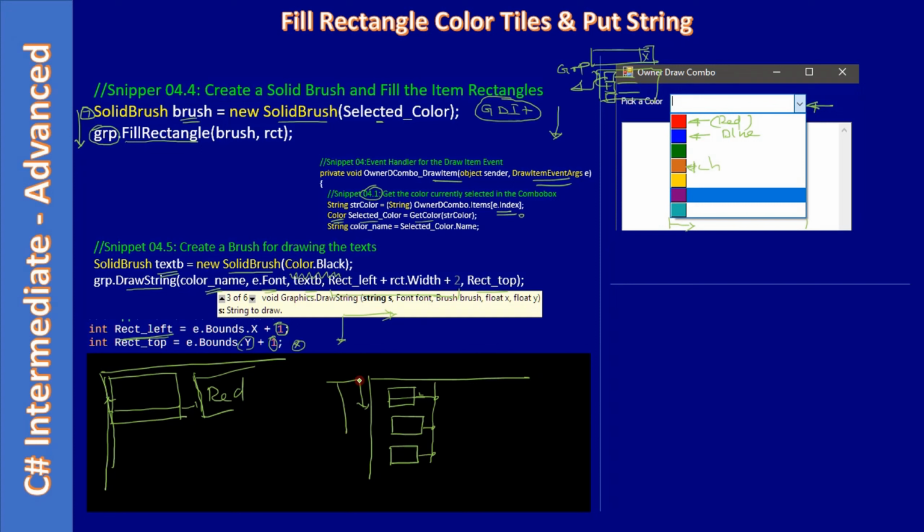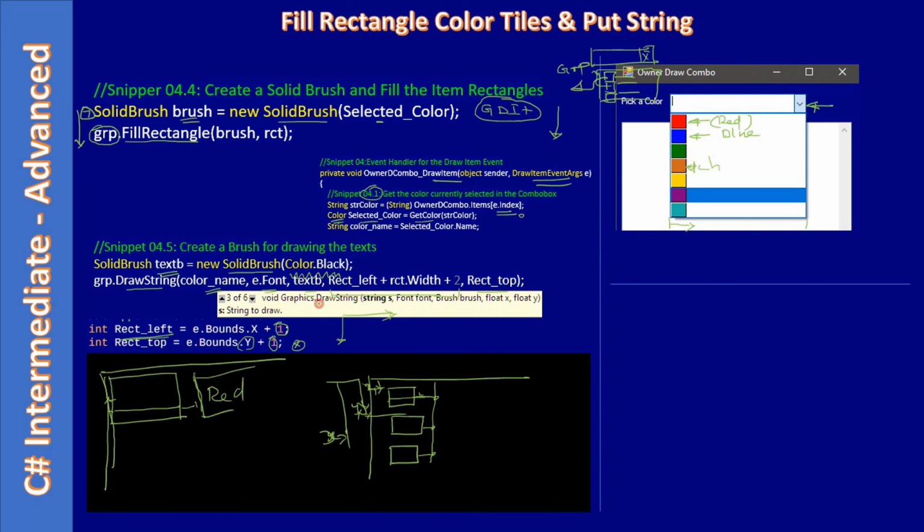First time it will be at this location y, second time it will be x1, y1, okay, x1, x2, x3 we can call like that. So for each item the height will vary, rect top will vary. Based on that we can draw the string.